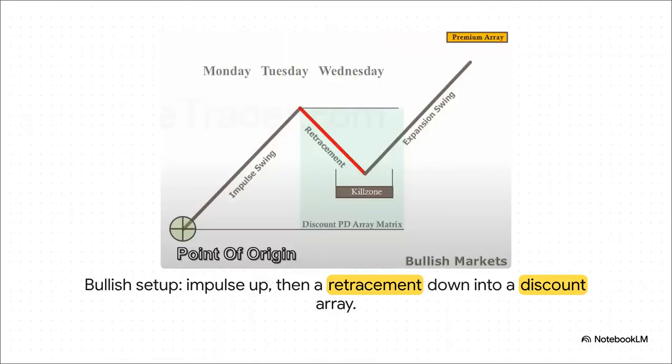So here's what that looks like in a bullish market. Let's say we expect the week to move higher. We'll first see an initial impulse swing up. That's smart money tipping its hand. Then we patiently wait for a retracement, a move back down. This pullback should happen between Monday and Wednesday and, ideally, dip into a key discount array during a specific time window ICT calls a kill zone, which is just when volatility is expected to be highest. That's our spot. That's our entry point before the real expansion kicks in.